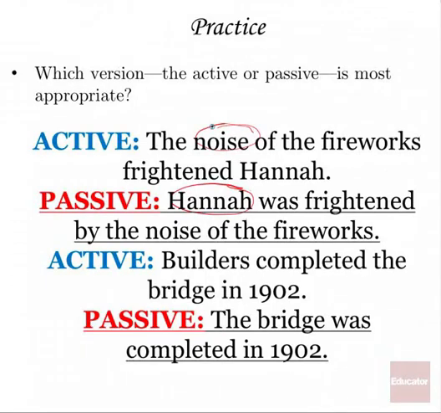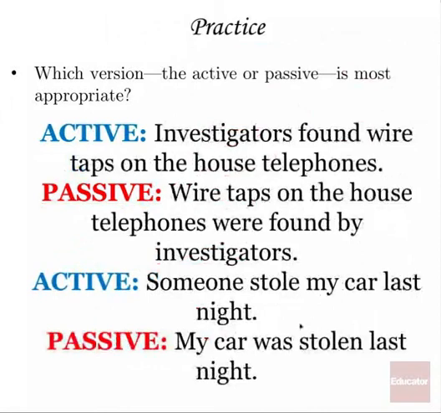Builders completed the bridge in 1902. Well, we do have a subject there, builders, but it's kind of weak and generic. We don't have a specific, Bob completed the bridge in 1902. So we make the sentence about the bridge itself, which is probably what you were focusing on all along if you have information about the bridge and not the people who built it. So the bridge was completed in 1902. Passive voice, but a more appropriate sentence.